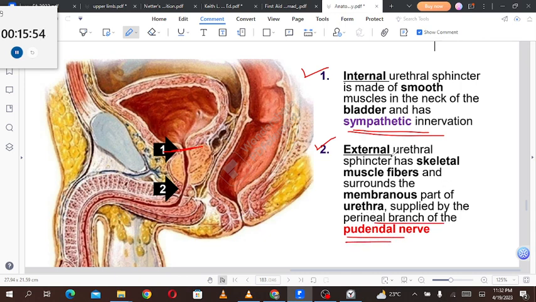So the external urethral sphincter has skeletal muscle fibers, which is present over here, post-prostatic. So pre-prostatic we have the internal urethral sphincter, and post-prostatic we have the external urethral sphincter. It has skeletal muscle fibers and surrounds the membranous part of the urethra, and it is supplied by the perineal branch of the pudendal nerve.